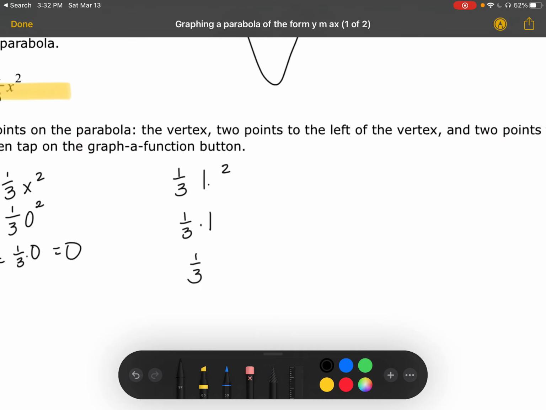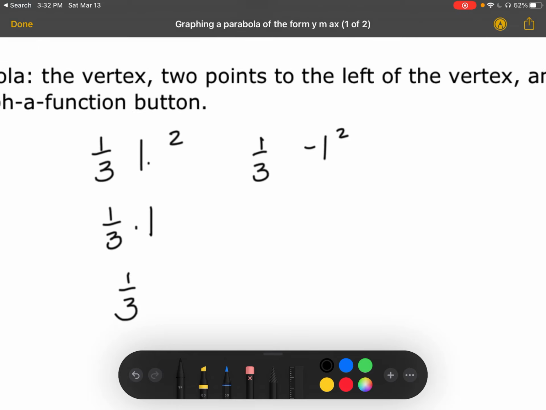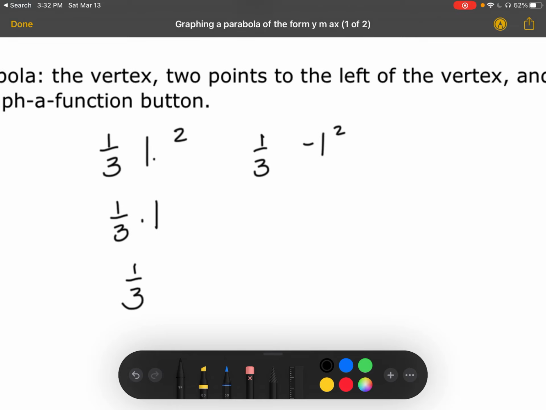Then I'm going to go in and say -1. Sometimes, for those of you having a hard time understanding exactly how this goes, you might want to put a parentheses there, just so you know what you need to focus on. So -1 squared, that's -1 times -1, is going to give you +1. Then I have 1/3 times 1, which is going to give me 1/3 again.